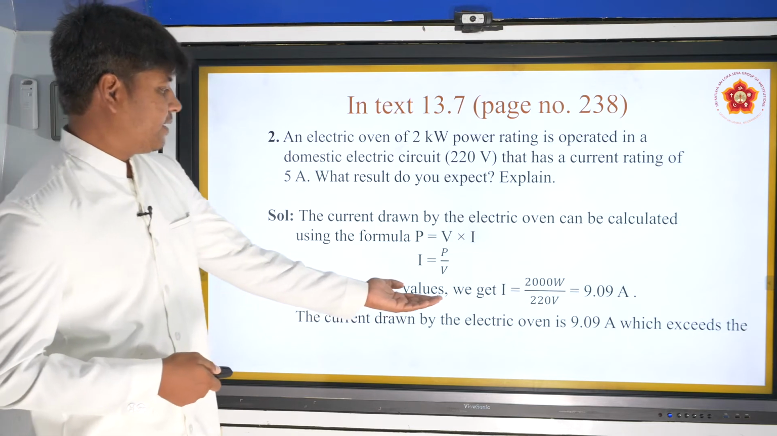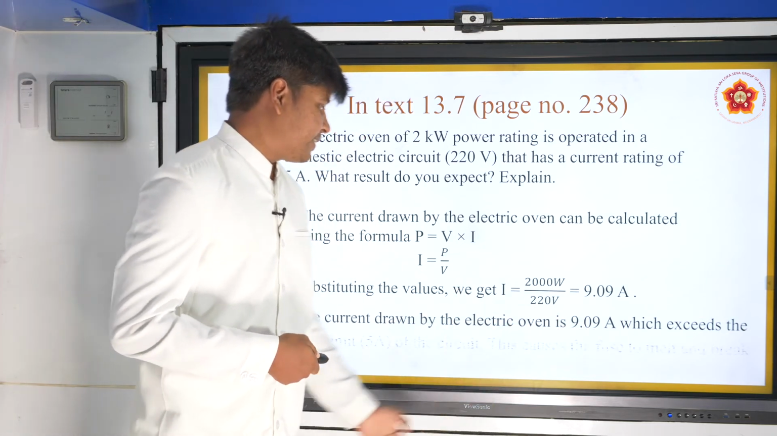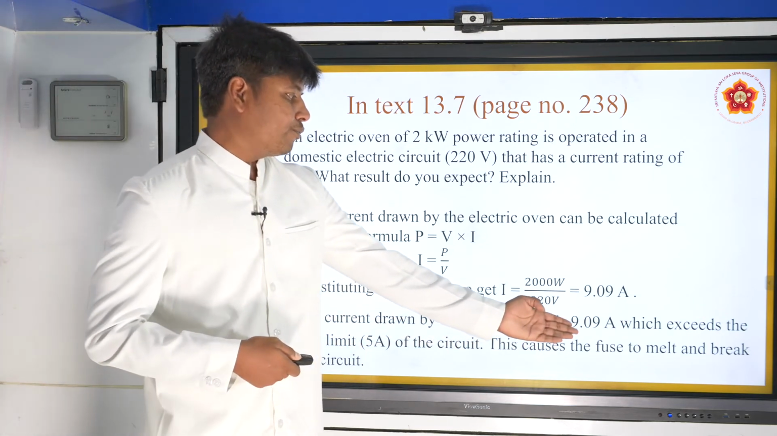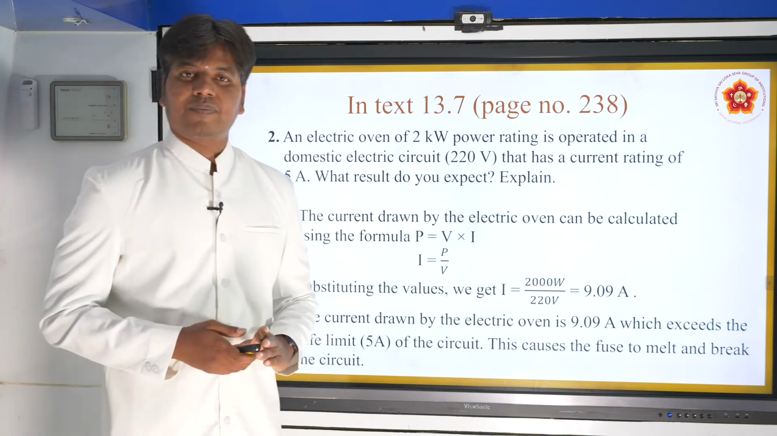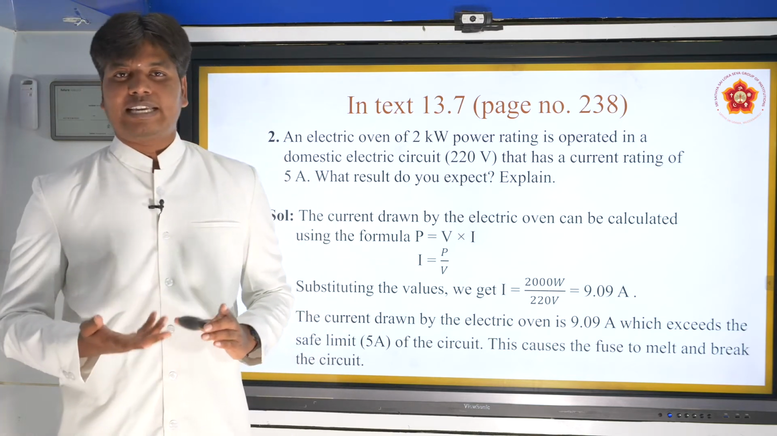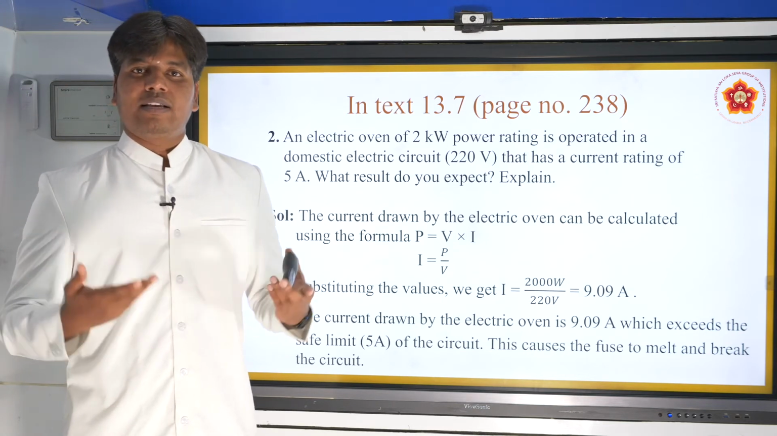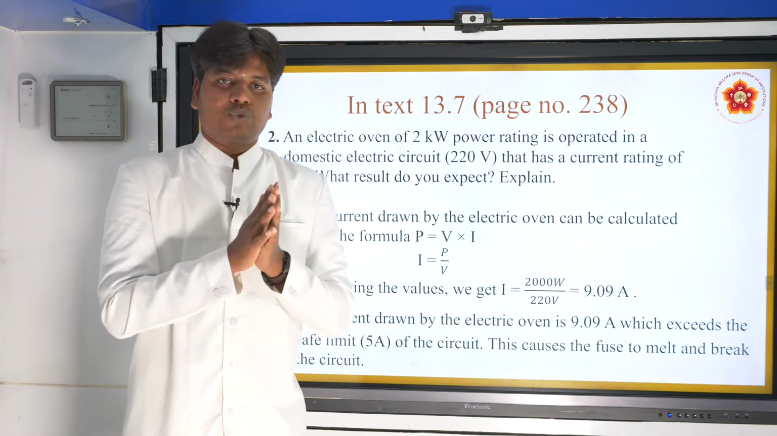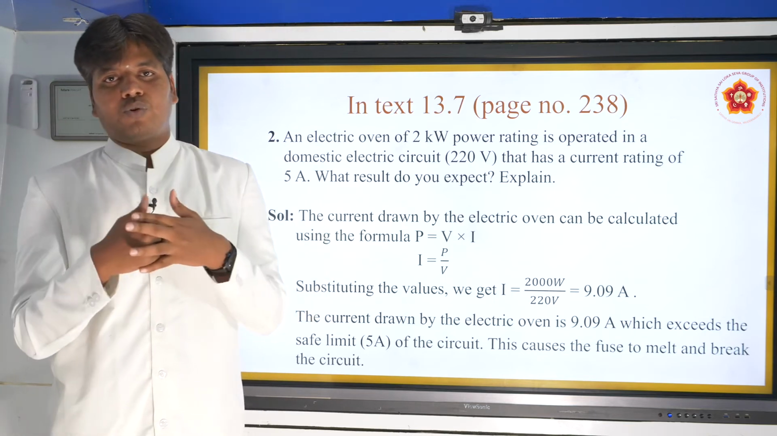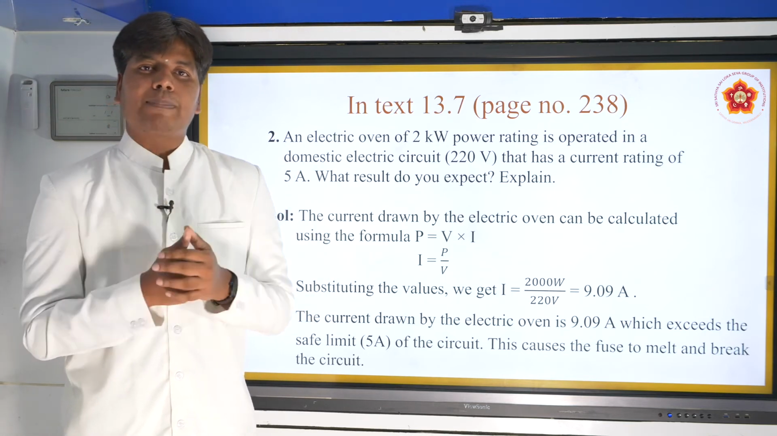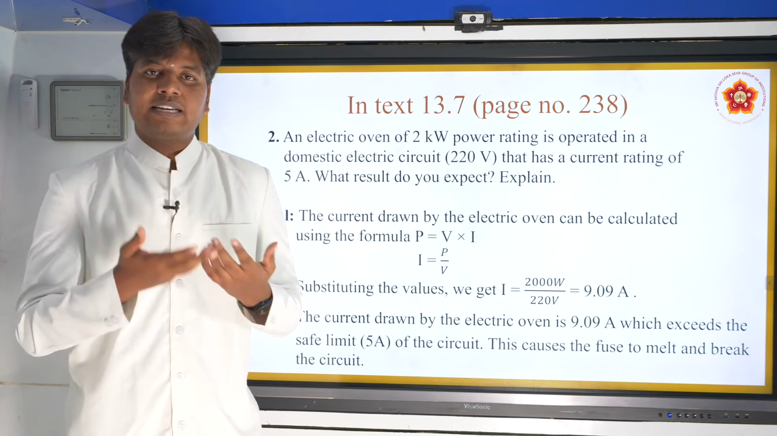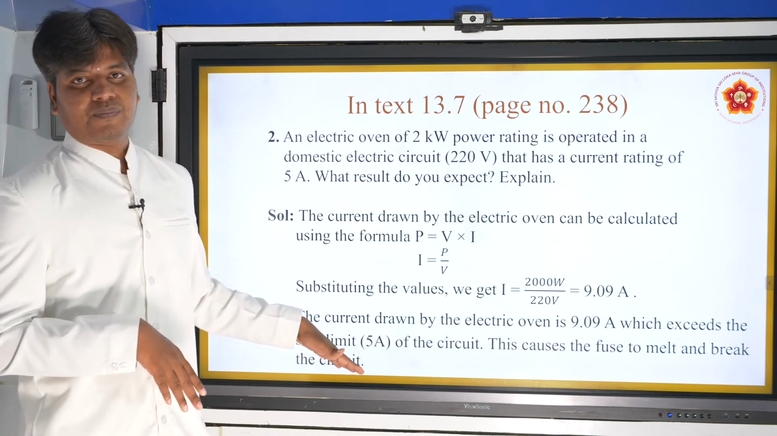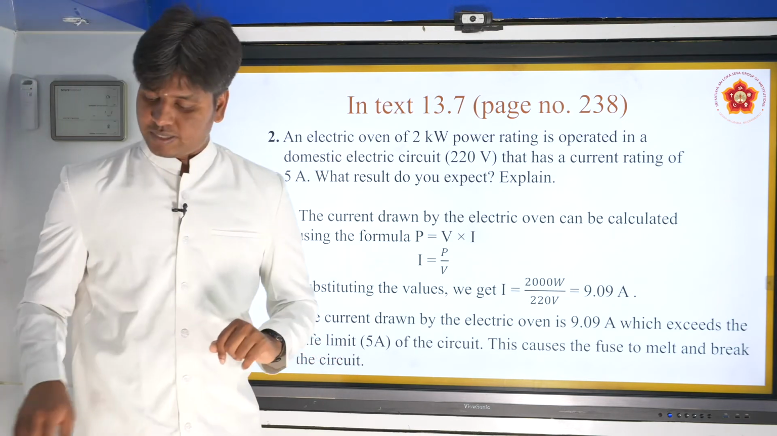The current drawn by the oven is 9.09 amperes, which exceeds the safe limit of 5 amperes of the circuit. This causes the fuse to melt and break the circuit, right? If you have more load, what happens? It cannot hold it. If a huge crowd of charges is coming, the atoms get collided. When you collide electrons with atoms, what happens? Heat is produced. When you have heat, the wire melts. So this is what happens in this question.